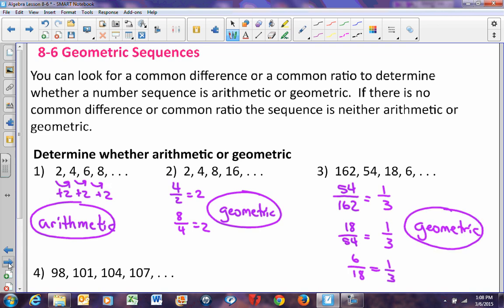If you're multiplying or dividing something, it's going to be geometric. If you're adding or subtracting something, it's going to be arithmetic. However, you have to multiply or divide the same thing for it to be a geometric sequence. It has to be the same ratio every time. And for an arithmetic sequence, you have to be adding or subtracting the same thing in order for it to be an arithmetic sequence.